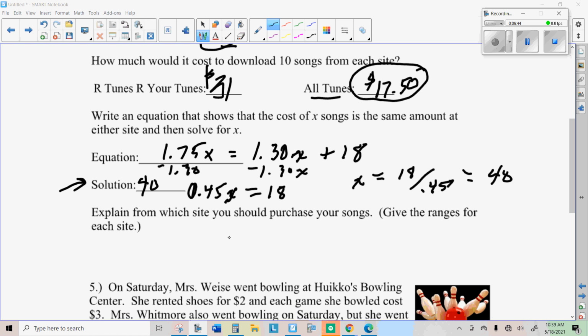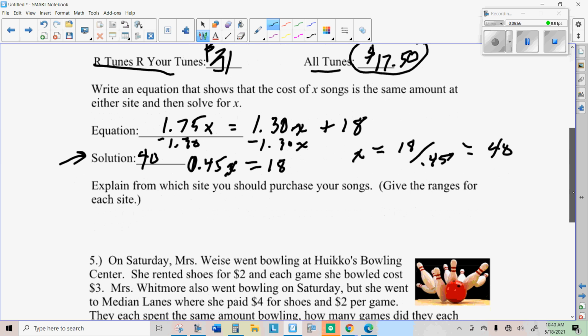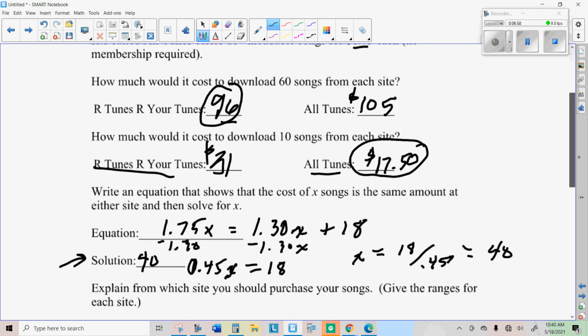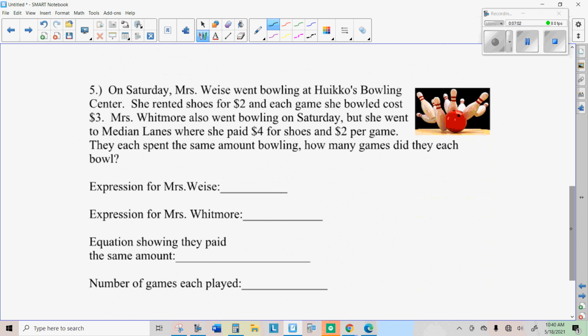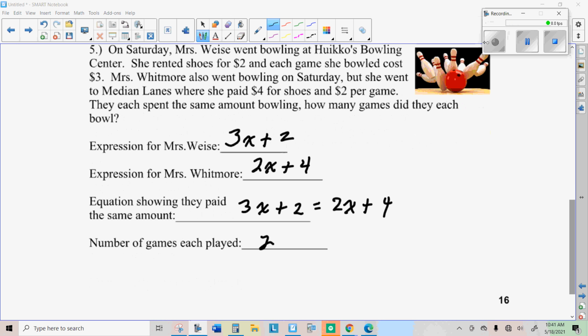So at 40 songs, it doesn't matter which site you choose, neither will be cheaper. But if you are going to buy more than that, then you want to go with Our Tunes, and if you want to buy less, then you want to go with the other site. Okay, I'm going to let you try and fill this out. Read the question, see if you can come up with an expression for each of those, and see if you can figure out how many games they play.